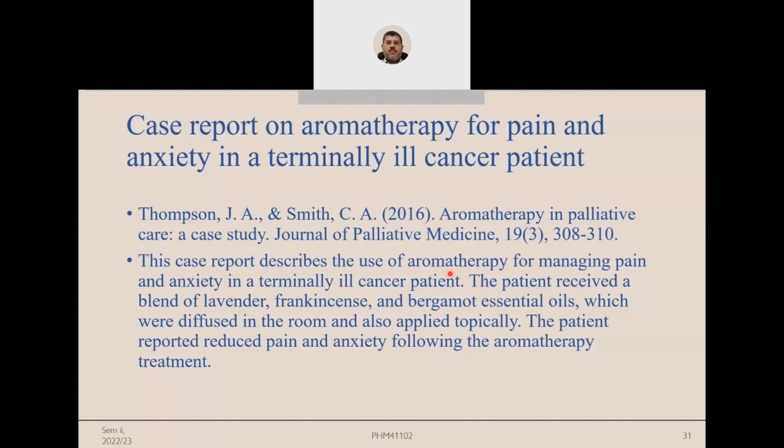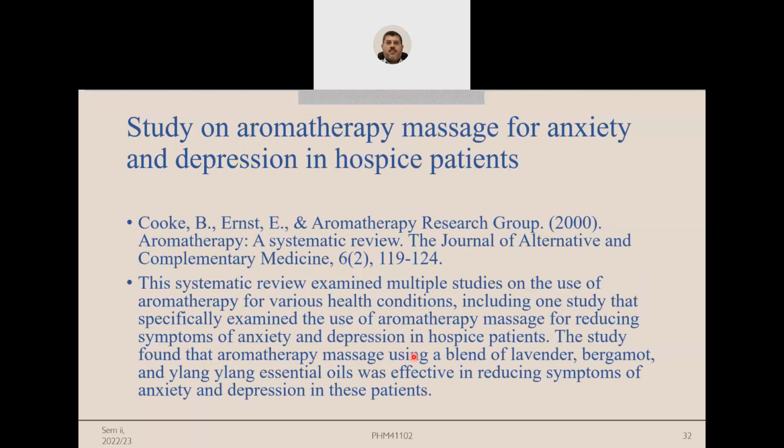They used aromatherapy for managing the pain and anxiety in this terminally ill cancer patient. That means a cancer patient whose cancer therapy did not succeed in stopping the cancer growth, and he's just waiting for his day to come. So usually here we have supportive and symptomatic treatment so that we decrease the burden of the disease. The patient received a blend of lavender, frankincense, and bergamot essential oils, diffused in the room and also applied topically. The patient reported reduced pain and anxiety following aromatherapy treatment.